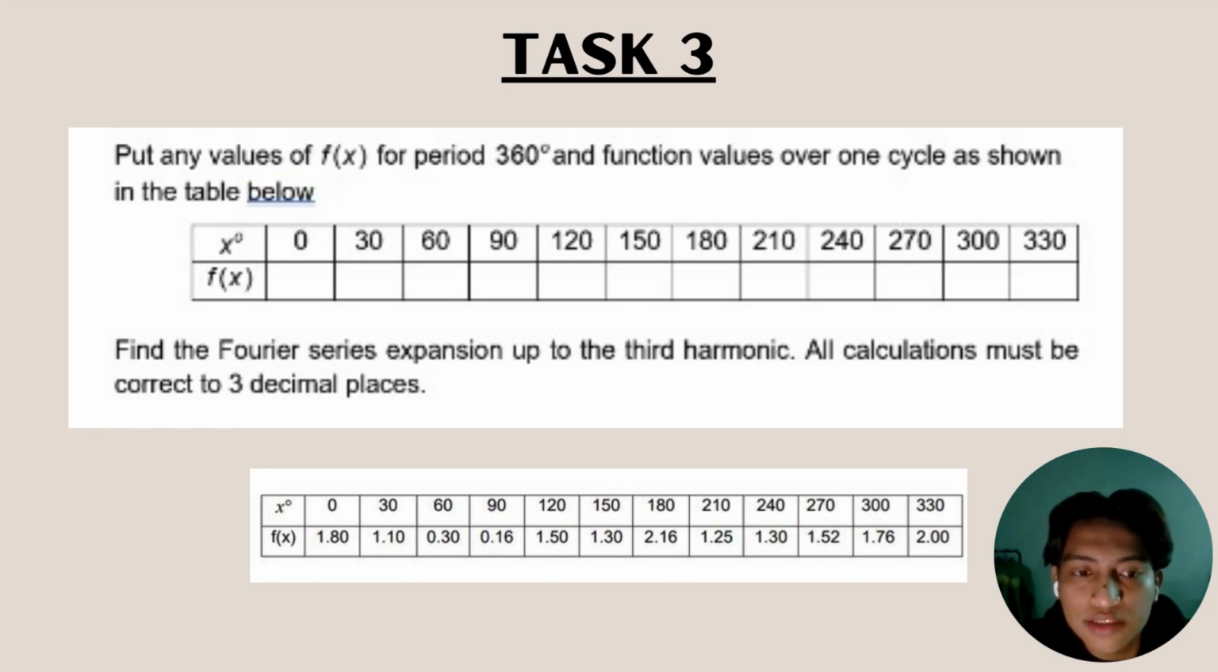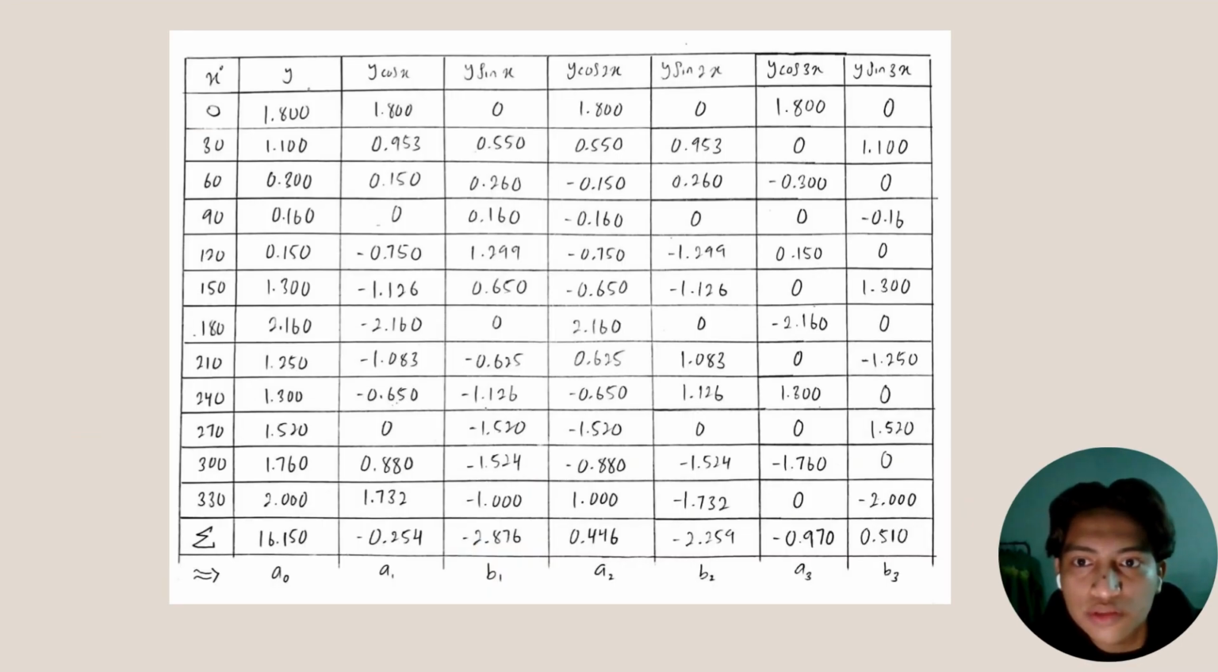For task 3, it is about harmonic series. The question asks, find the Fourier series expansion up to the third harmonic. All calculations must be correct to 3 decimal places. The table shown is what I constructed from the s and y values. There is a summation of y cos s, y sin s, y cos 2s, y sin 2s, y cos 3s, and also y sin 3s. Look at below the table. There is an indicator for a0, a1, b1, a2, b2, a3, and b3.